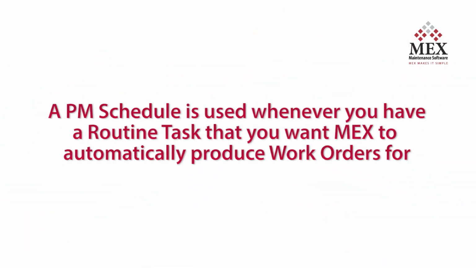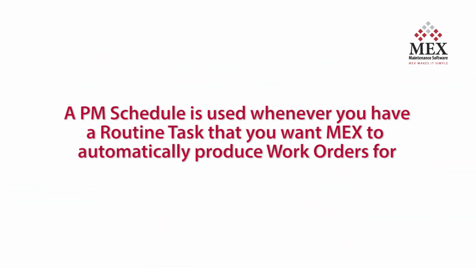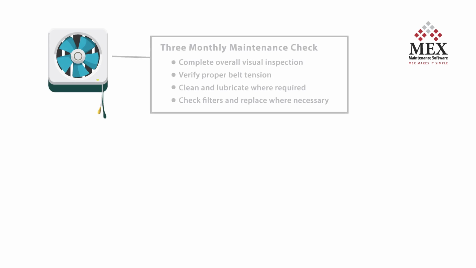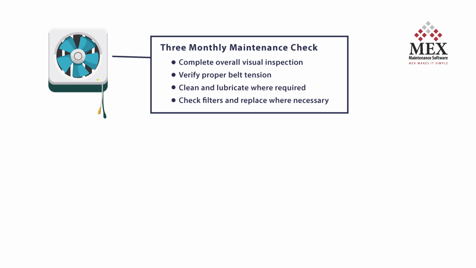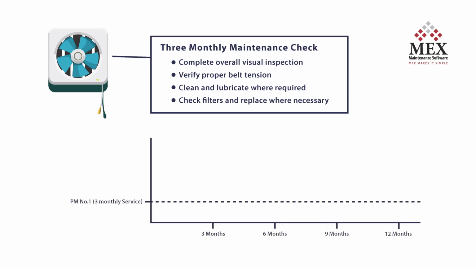Now we'll have a look at the Preventative Maintenance module. A preventative maintenance schedule is used whenever you have a routine task that you want the system to automatically produce work orders for. For example, I might have a number of stairwell fans that I'm required to service every 3 months. I'd like MEX to automatically generate work orders for this service, so I create a preventative maintenance schedule, which will create a work order for each stairwell fan every 3 months.